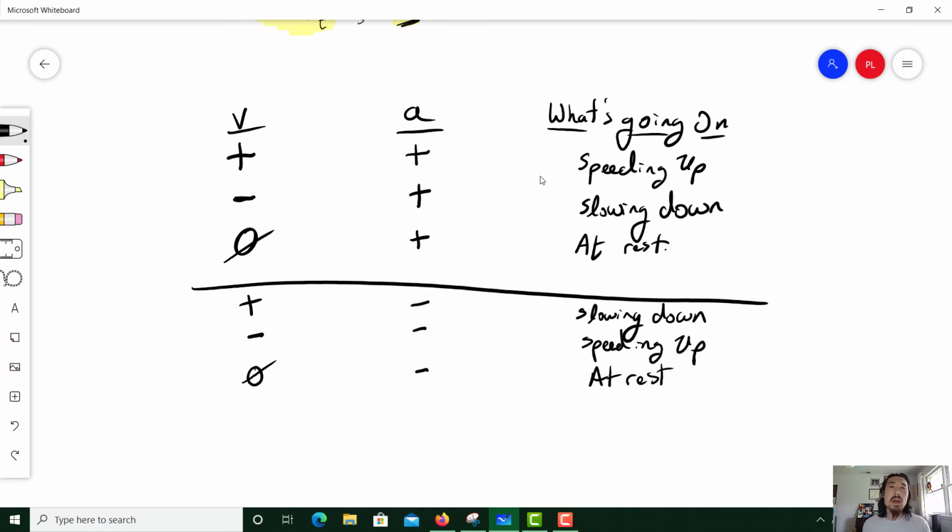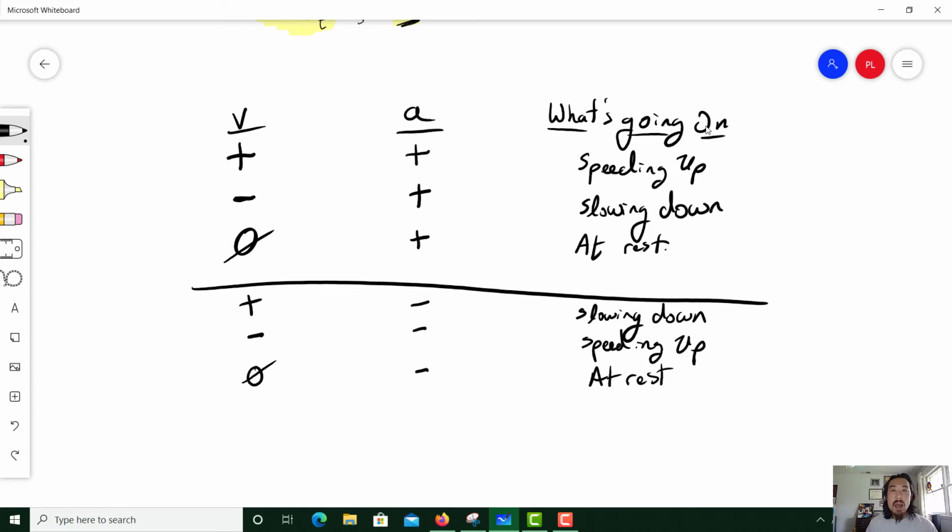Okay, so hopefully by now you see some trends. If the direction of the velocity and the direction of the acceleration are the same, then the object is speeding up. If the direction of the velocity and the direction of the acceleration are different, then that means they are slowing down.